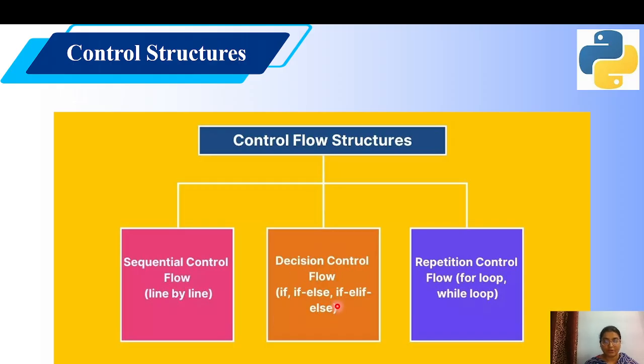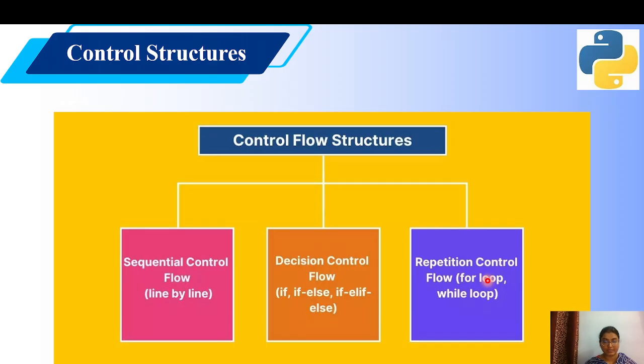When we talk about decision control flow, the program chooses a path based on a condition. For example, if it's raining, carry an umbrella, else wear sunglasses, right? So we have if, else if, else. And then the third type is repetition control flow. The program repeats a block of code until a condition is met. The real life analogy is to keep sipping water until the glass is empty. These are examples of a loop.